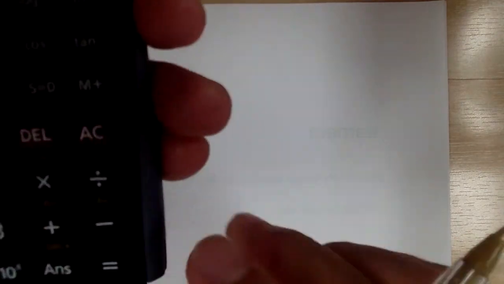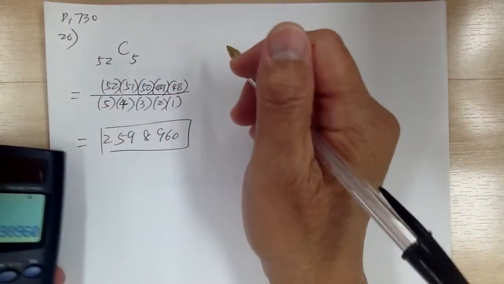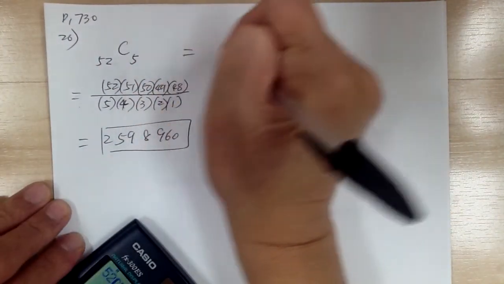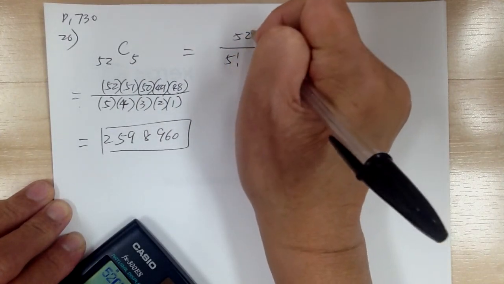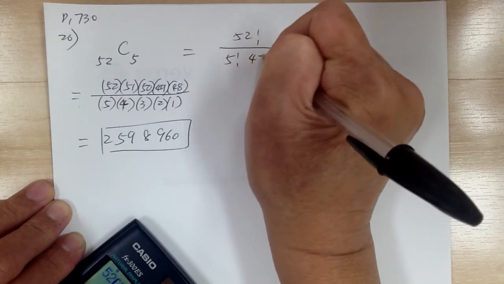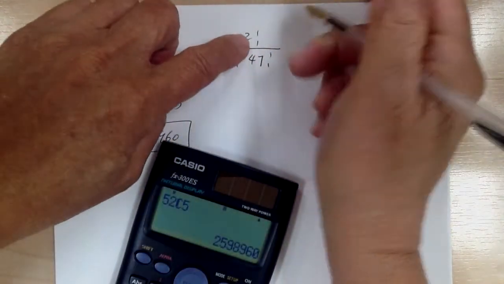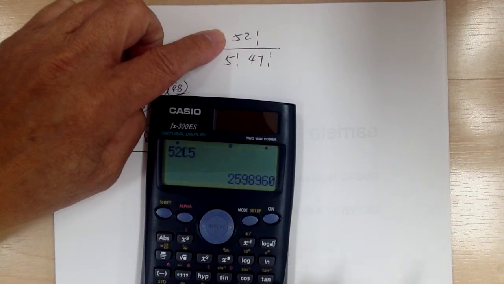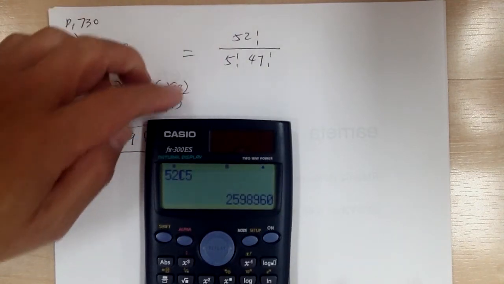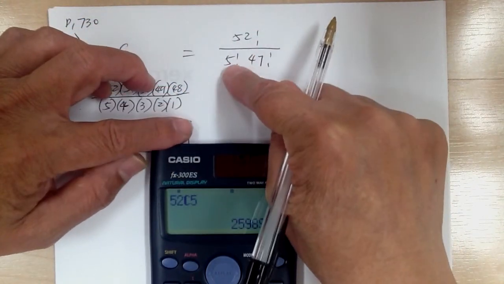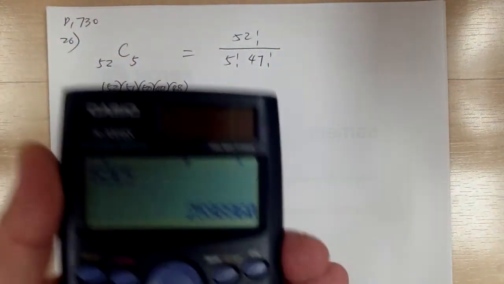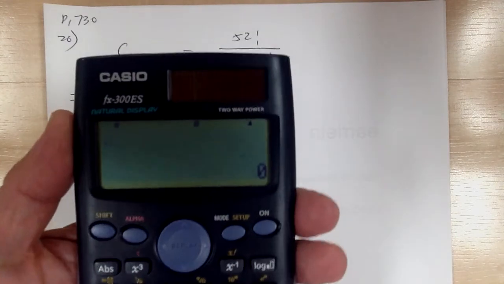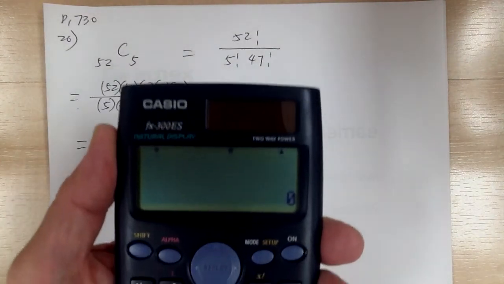Now, if you don't have this kind of button, then you have to write out the definition. So this will equal 52 factorial over 5 factorial, and you have to subtract, so this will give you 47 factorial. The next best option would be using the factorial button, and you should get the same thing. So you get 52 factorial divided by 5 factorial. Then you have to divide. So that's going to clear. So you're going to get 52.